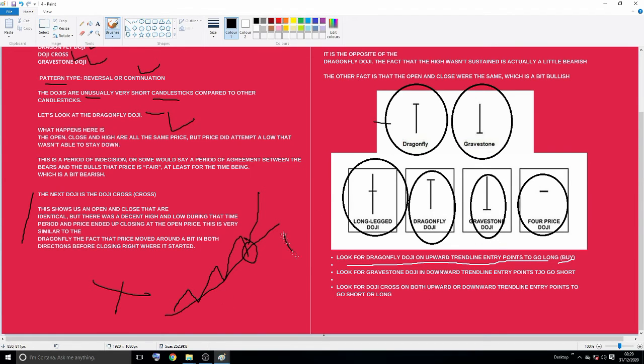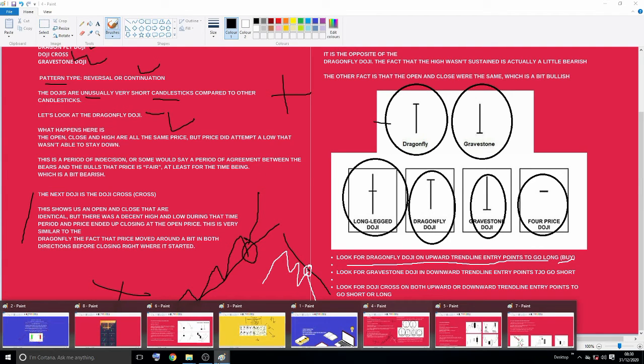Look for a gravestone on a downward trend line, entry point to go short. So if the market is dropping like this and doing this, you can look for a gravestone here to go short, sell. Look for a doji cross on both downward or upward trend lines, entry points to go short or go long. You remember I said this one is indecision, so you can look for it on both levels. It can mean a buy or it can mean a sell. So let us continue.